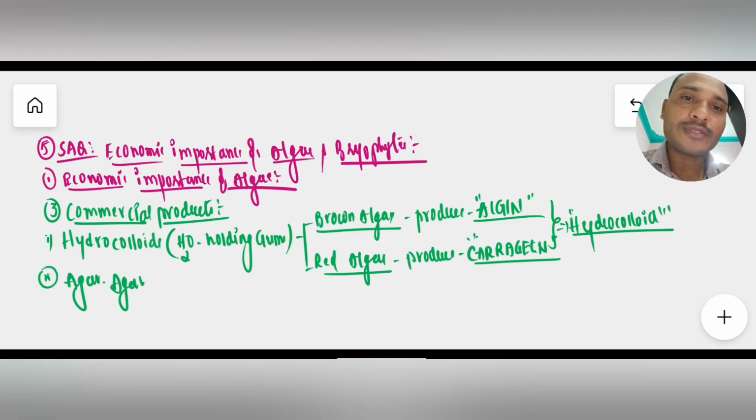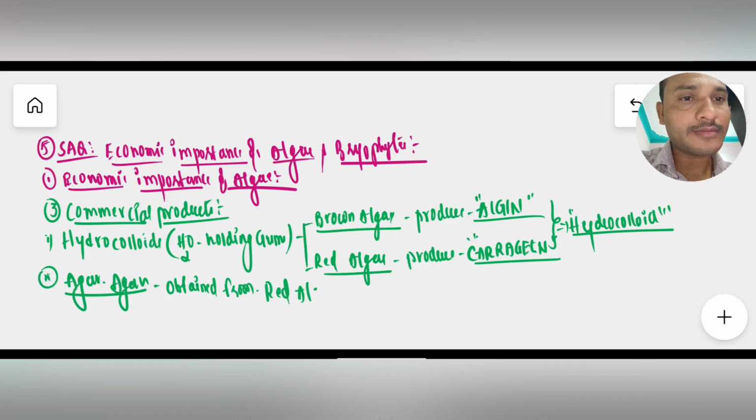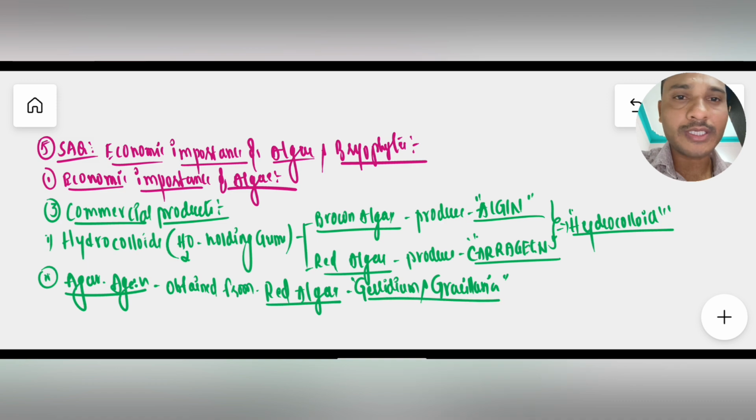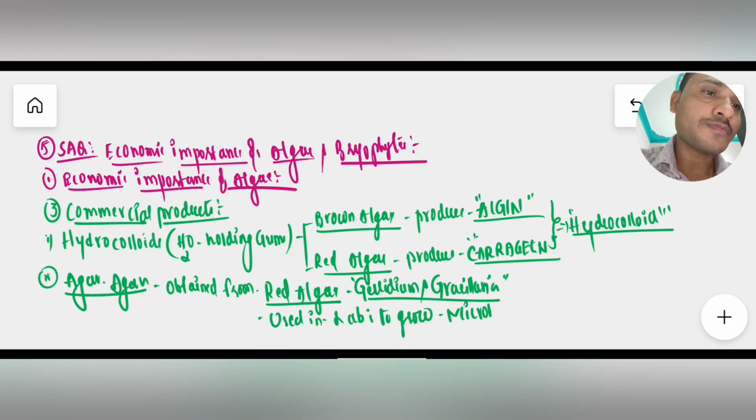This agar is obtained from red algae, that is Rhodophyceae, especially from two red algae, Gelidium and Gracilaria. Agar is used in the laboratory to grow microbes, as a carbohydrate supplement for the microbes.